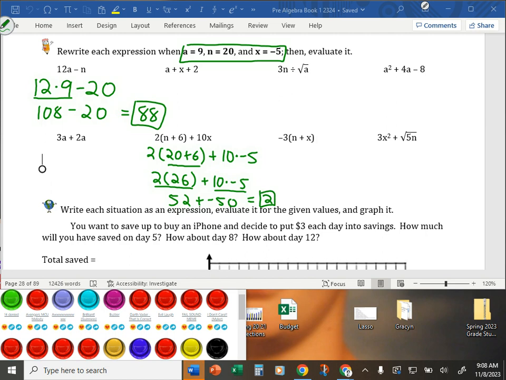So this is a nice review of several things. It's plugging in values in for a variable.